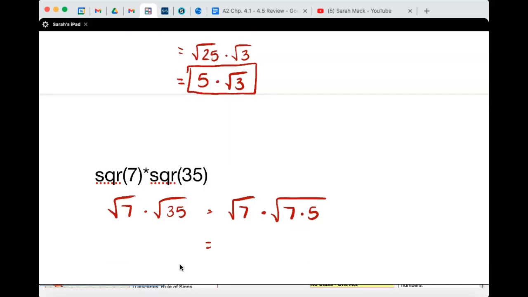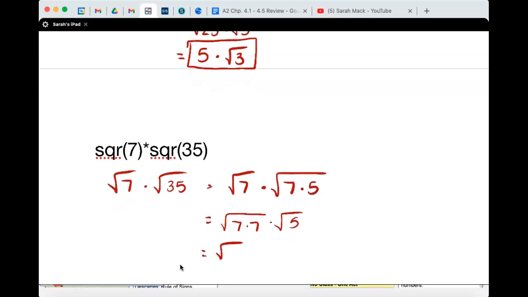So looking at it, 7, 7, and 5, none of those are perfect squares. So I can't simplify any of them. But it would be nice if I could combine the two 7s together, because 7 times 7 is 49. 49 is a perfect square. So I could basically just move my radicals around and do 7 times 7 and then 5 by itself. That's a legal thing I could do.